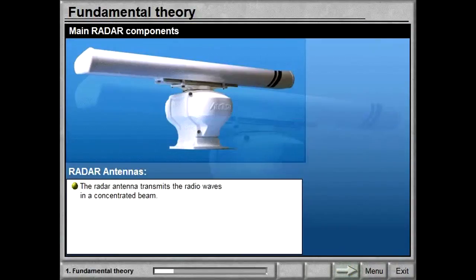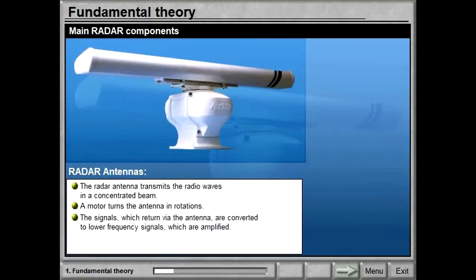The radar antenna is constructed in such a manner that it transmits the radio waves out in a concentrated beam. A motor turns the antenna in rotations, so the entire area around the antenna can be observed. The weak high-frequency radar echo signals, which return via the antenna to the mixer, are converted to lower frequency signals, which are amplified. Finally, the signals proceed to the display, where they become visible to the operator in the form of a radar picture.